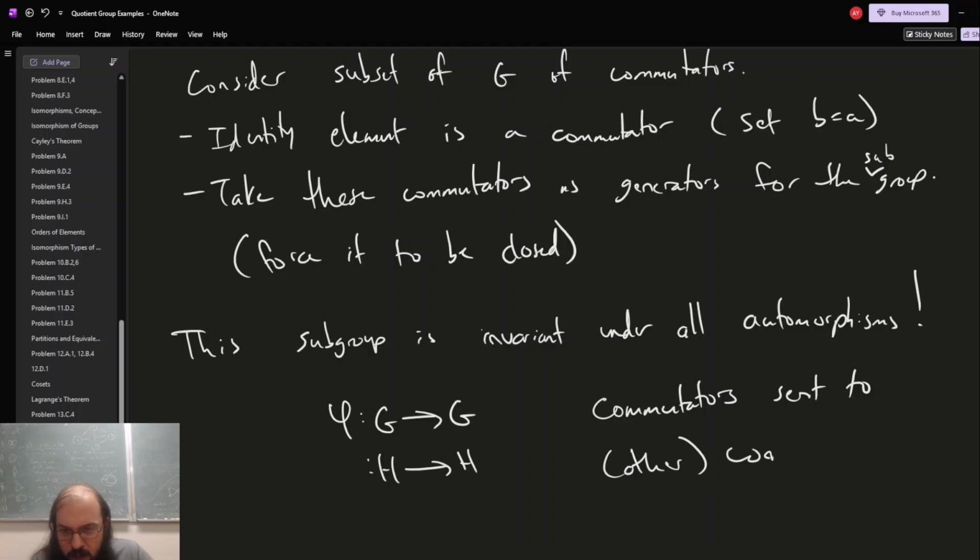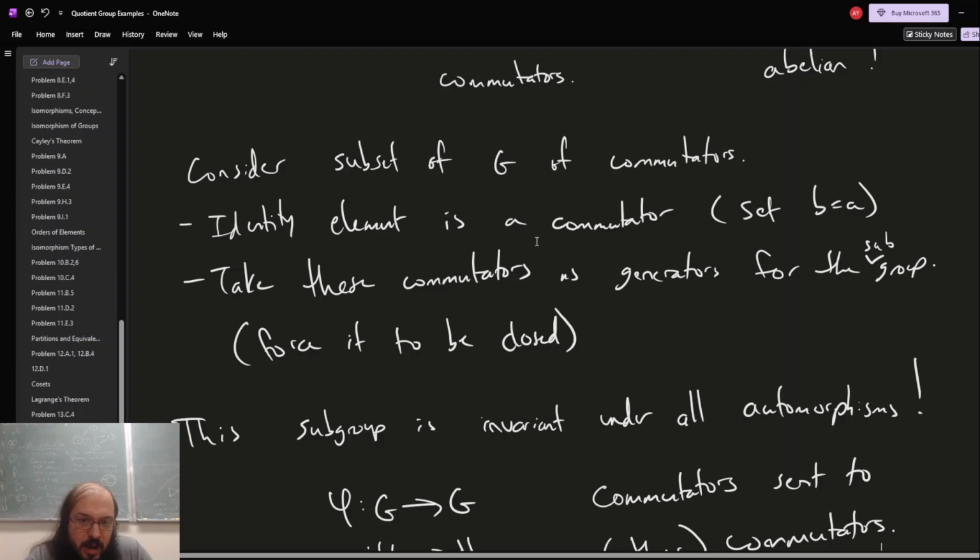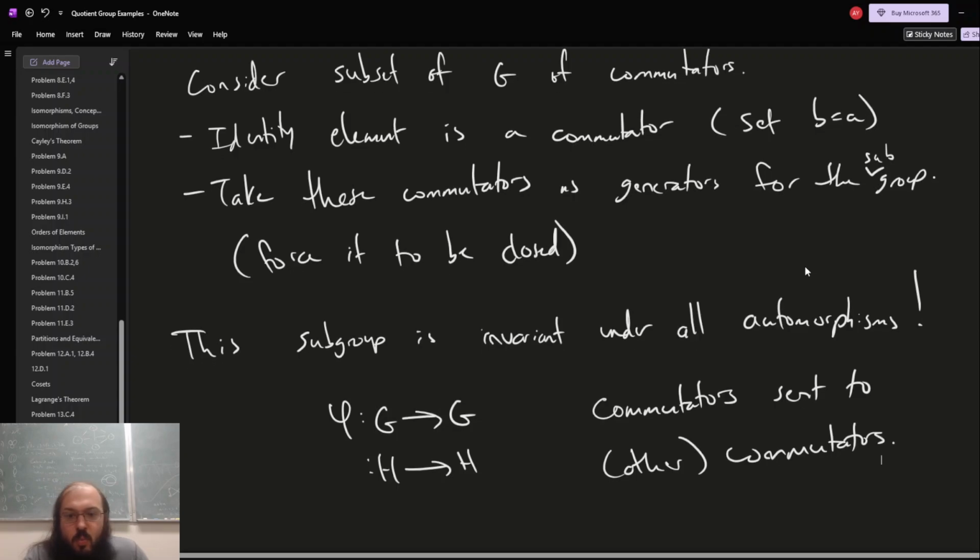Probably different commutators for most automorphisms, but who cares about that, right? They just go to some other multiplications of the form A, B, A inverse, B inverse. The A is changed to something new. Maybe we could call it phi of A or C or whatever, but it's still another commutator. And this set H is comprised of starting with all commutators and then closing it under the multiplication. So whatever you end up with, it's in there.